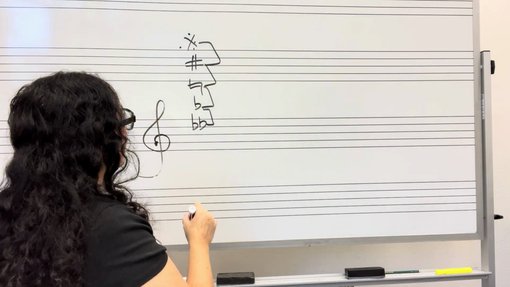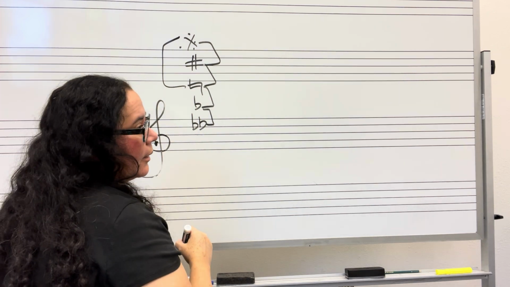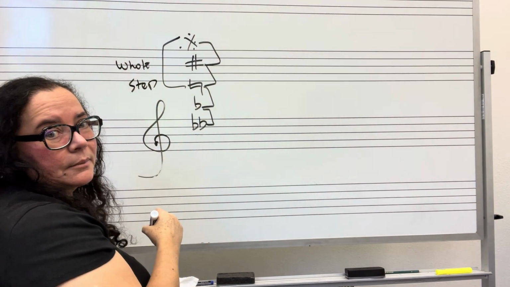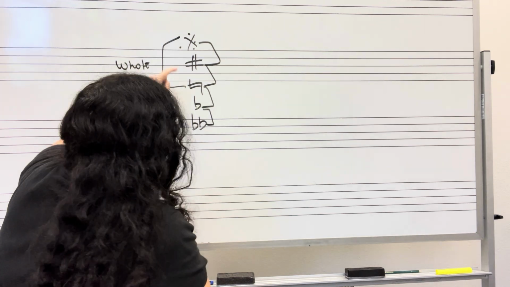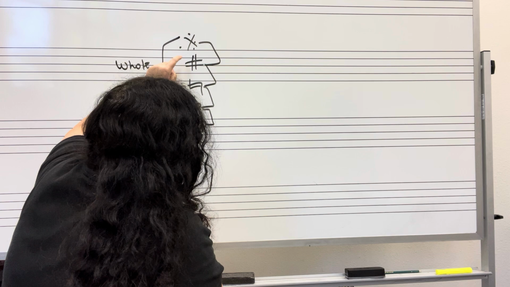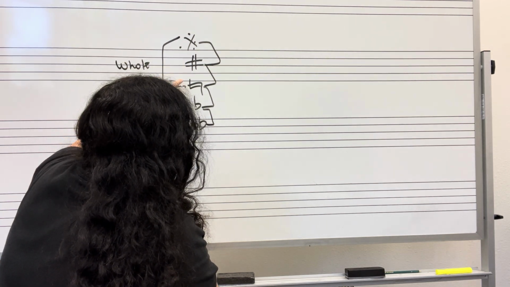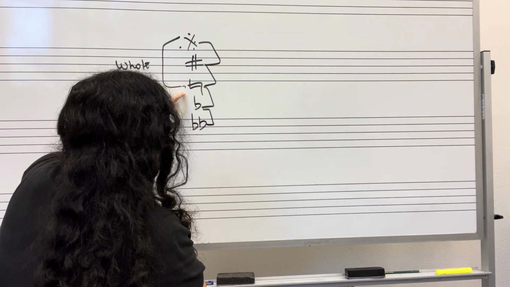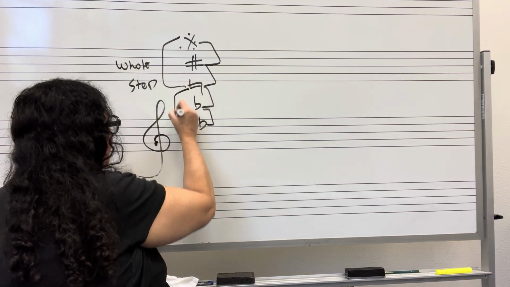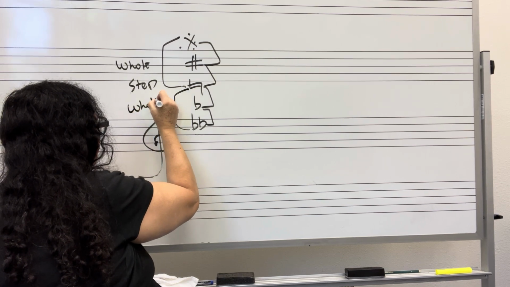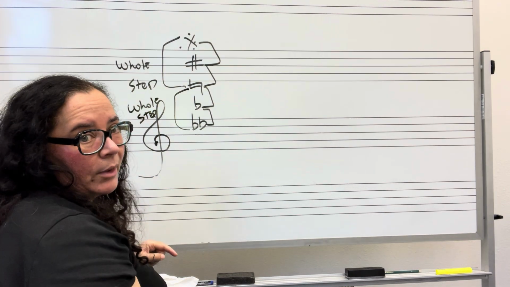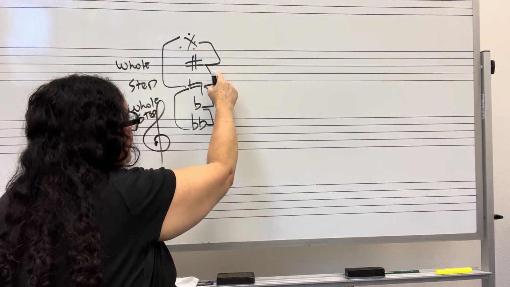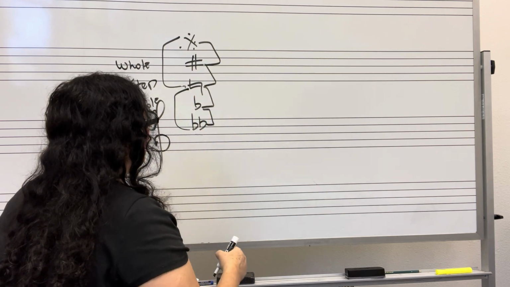Going back to the music accidentals, the double sharp to natural is a whole step because each one has 1/2 step. So double sharp to sharp is 1/2 step. Sharp to natural is 1/2 step. Natural to flat is 1/2 step. Flat to double flat is 1/2 step. Double sharp to natural is a whole step. Natural to double flat is also a whole step. Okay? Double flat to flat is 1/2 step. Flat to natural is 1/2 step. Natural to sharp is 1/2 step. Sharp to double sharp is 1/2 step.